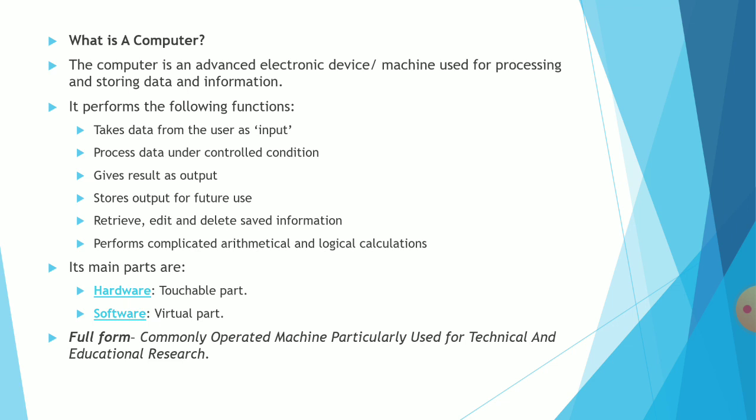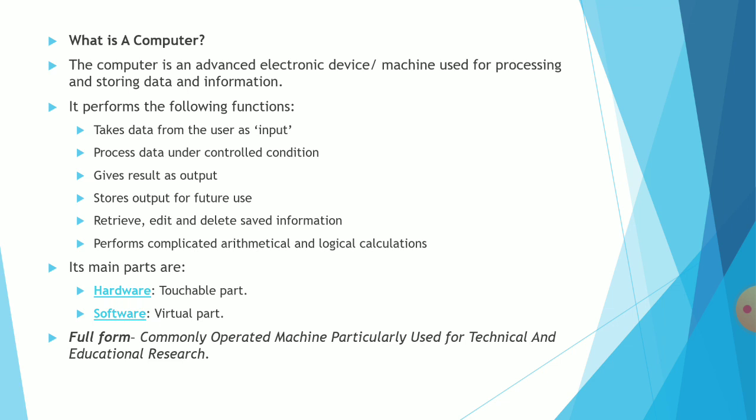You can also edit and delete data in a computer. So a computer can perform complicated arithmetic and logical calculations. Its main parts are hardware and software. So a computer basically runs with two main parts. One is hardware and the second one is software.